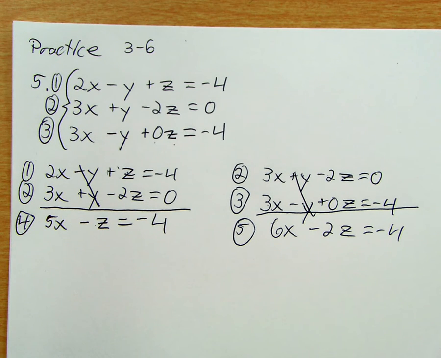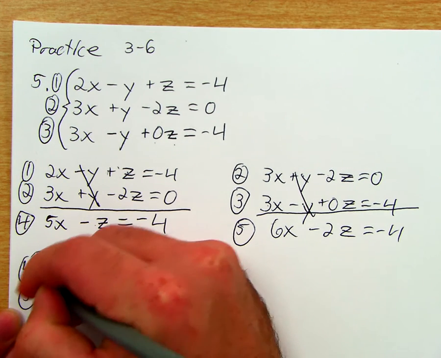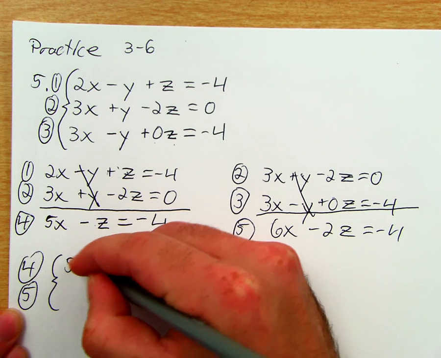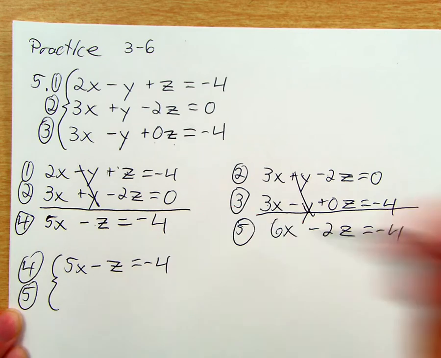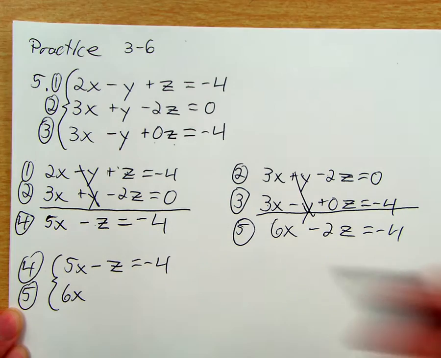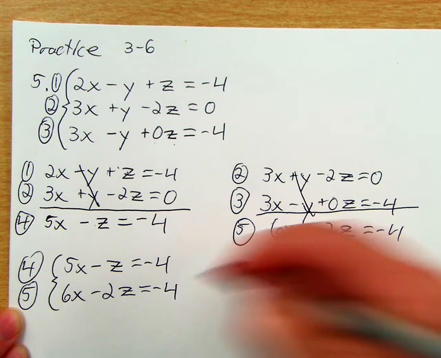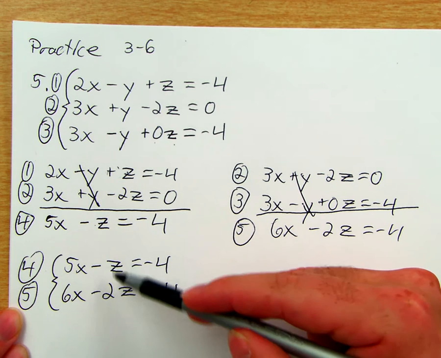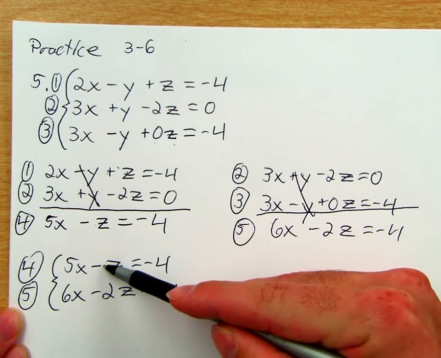Second goal is to get rid of another variable. So put equation 4 and equation 5 together to make a new system. So I have 5x minus z equals negative 4. 6x minus 2z equals negative 4 as well. I think your easiest option here to eliminate would be the z's. You have minus 1z, minus 2z. You can multiply this one by negative 2 and get a positive 2z.